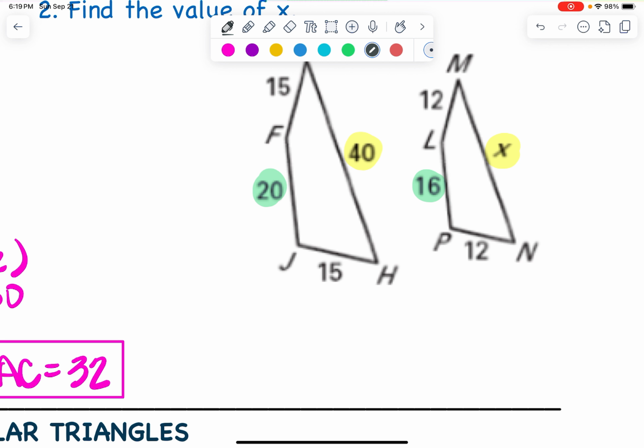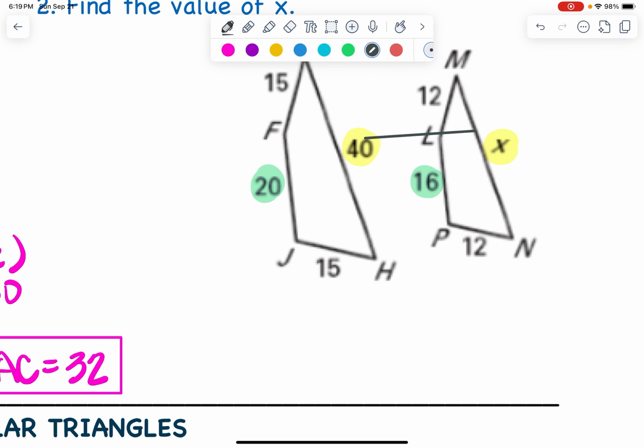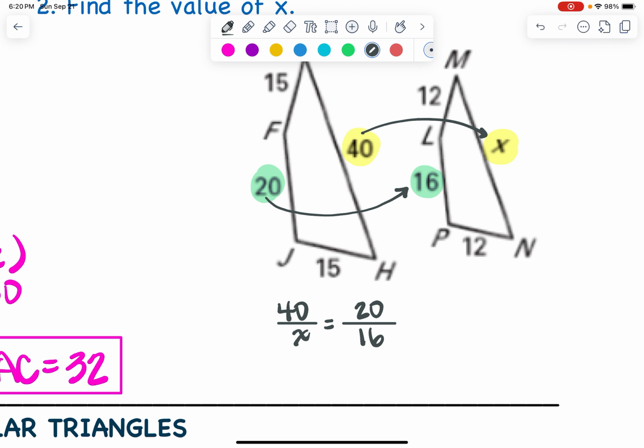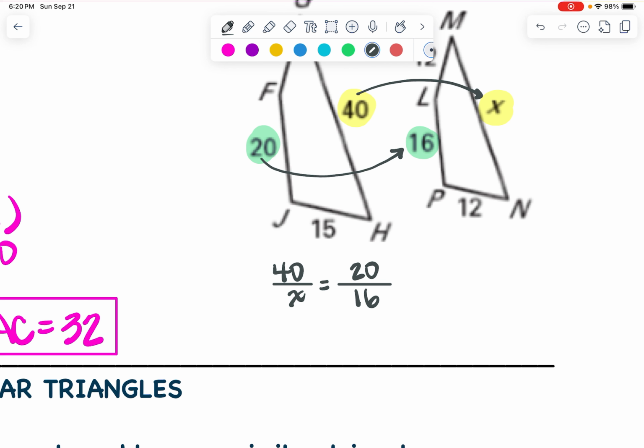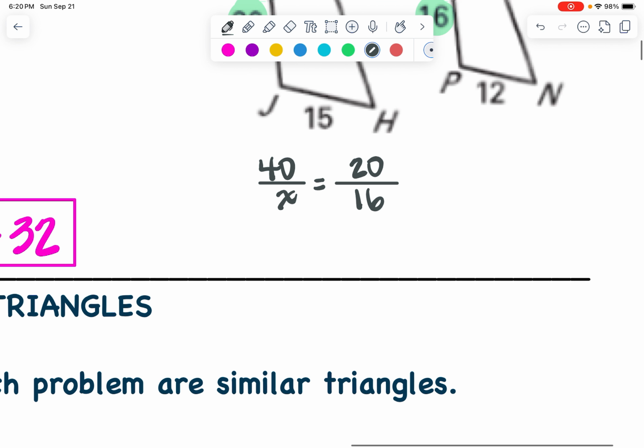Now again, I like to set up mine as 40 is to X. Oops. I like to just go from one shape to the other. So 40 is to X as, now I started with the big shape, so I have to start with the big shape again and go this direction. As long as you're consistent, you can set up your proportion however you want to. If you want to do 40 is to 20 as X is to 16, that's fine too. That's probably a lot easier. You can actually figure out X without doing any work.